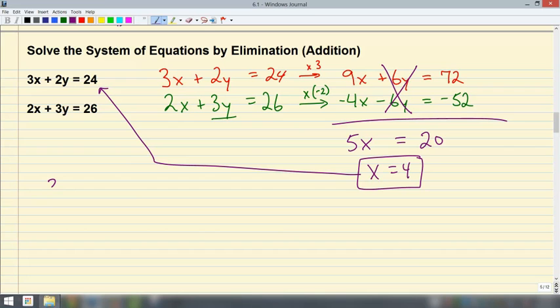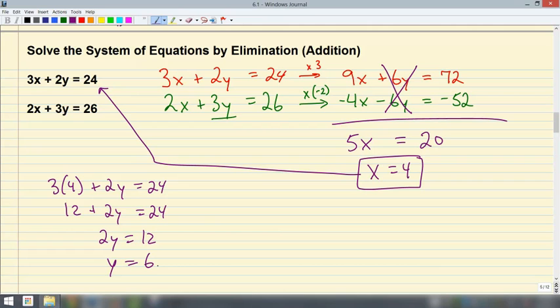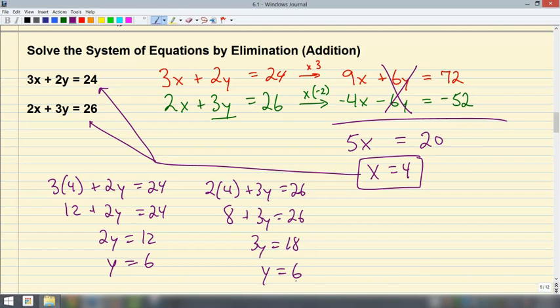And so we're going to say 3 times 4 plus 2y equals 24. Y equals 6. Now if we've done this correctly, we should be able to substitute into the second equation and get the exact same y coordinate. 2 times 4 plus 3y equals 26. Y equals 6. So our final answer is the ordered pair 4, 6.